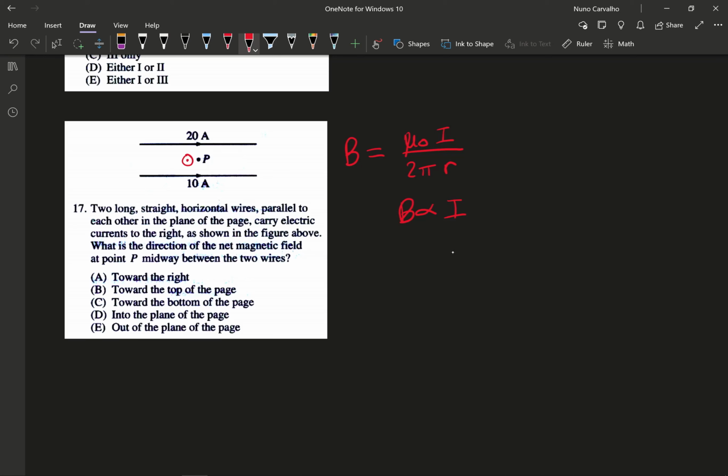And now let's think about this top current. Again, if you use the right-hand rule, what you'll get is a field going down into the page. And I'm actually going to draw this twice because we have double the current, which means we have double the magnitude of B. And so what you'll find is that overall, if these sort of cancel, you'll still have a magnetic field that's going into the page. And so the answer is D.